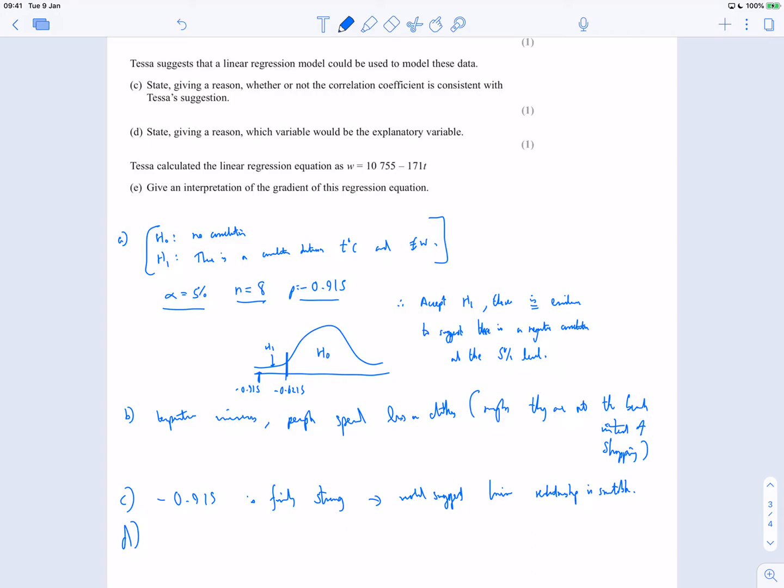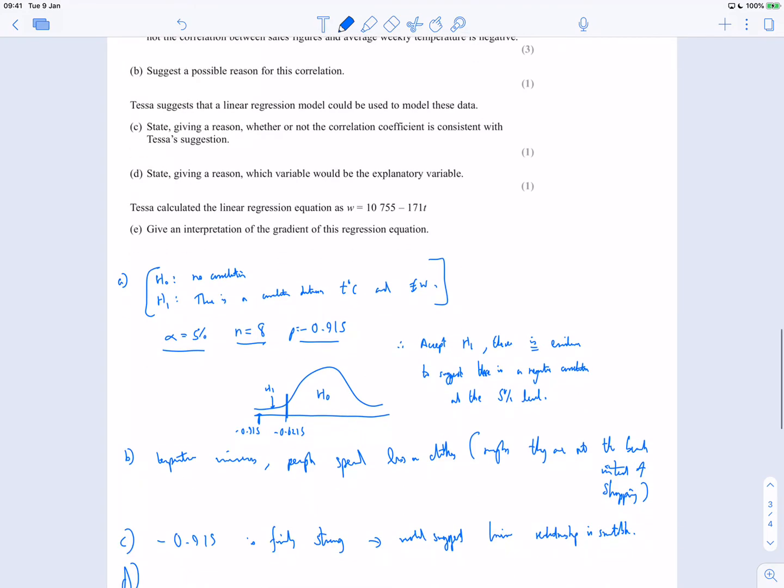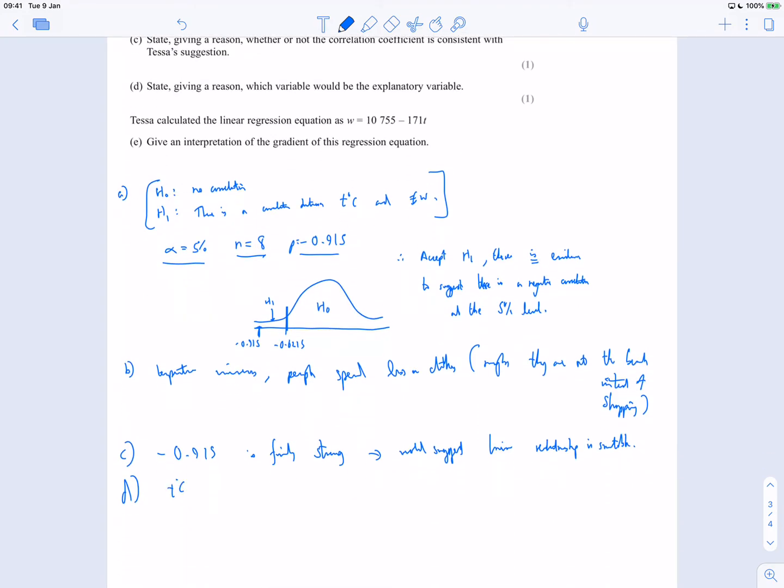D, state giving a reason which variable would be the explanatory variable. Well, do you think the temperature depends on weekly sales, or do you think the weekly sales depends on temperature? Well, it's clearly going to be temperature because this is independent and explains the W pounds weekly sales.